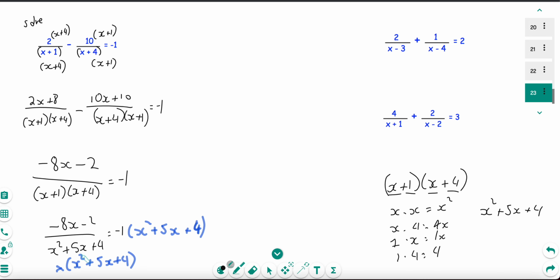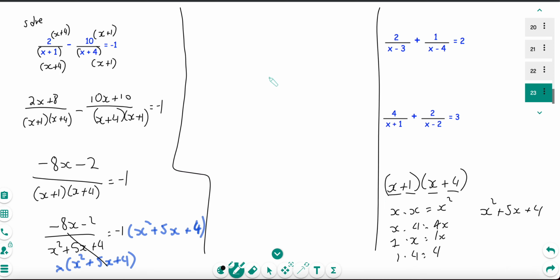Plus 4. So that cancels out. On the left-hand side, we're left with negative 8x minus 2. On the right-hand side, we're going to multiply all the terms by minus 1. So minus 1 times x squared is minus x squared. Minus 1 times 5x is minus 5x. And minus 1 times 4 is negative 4.